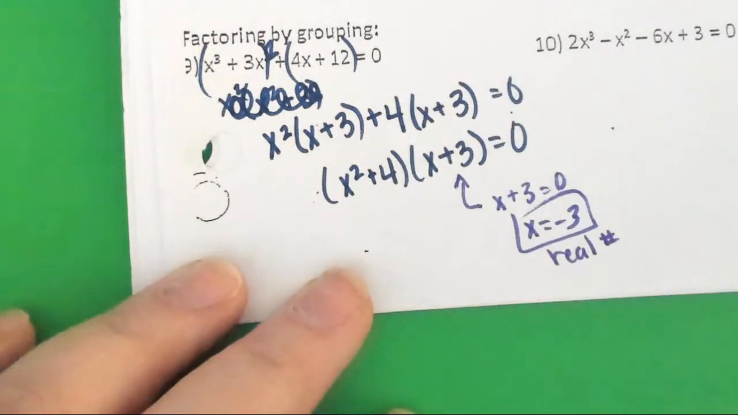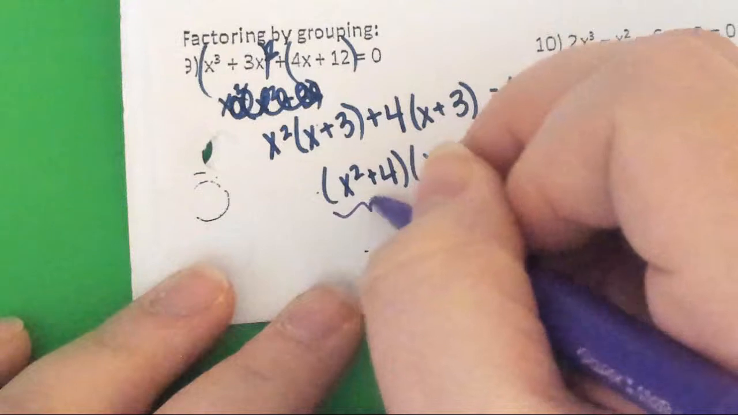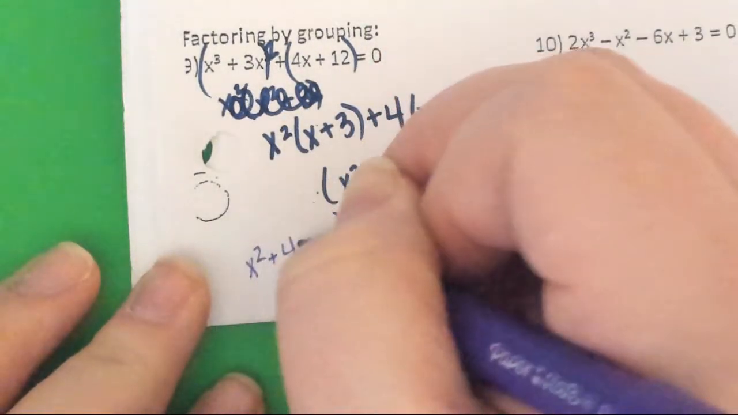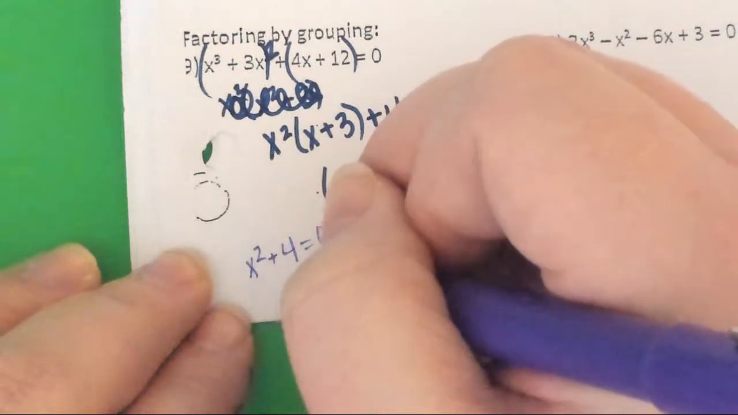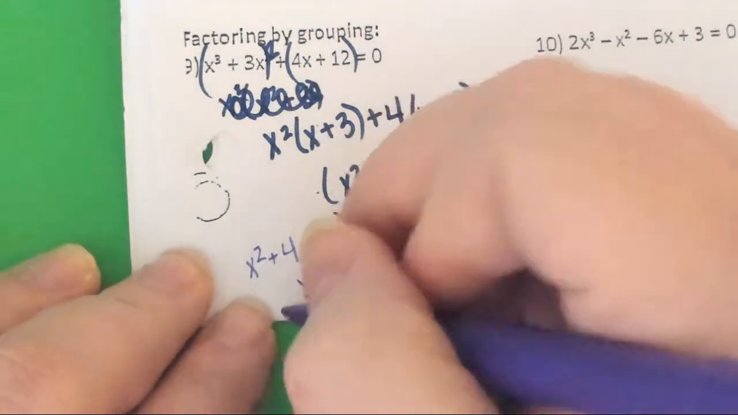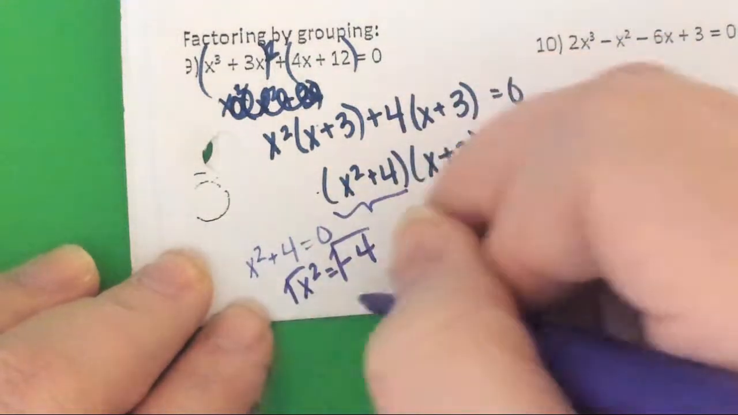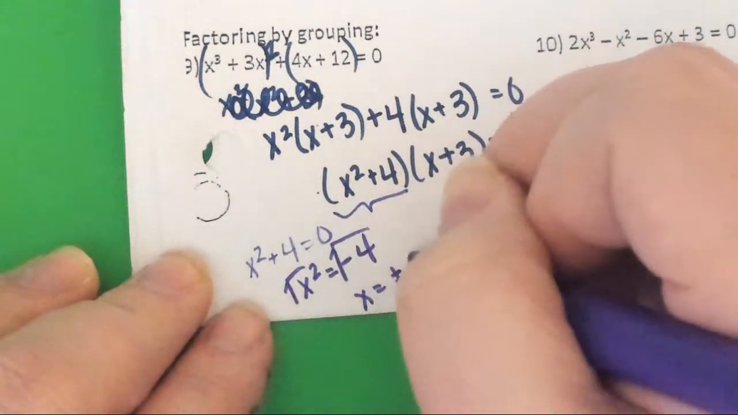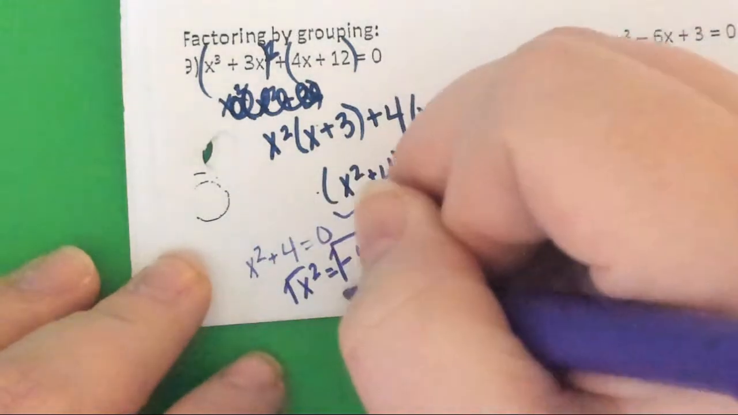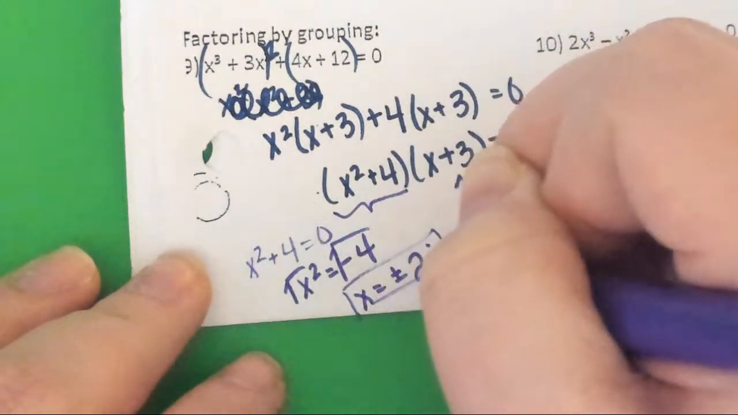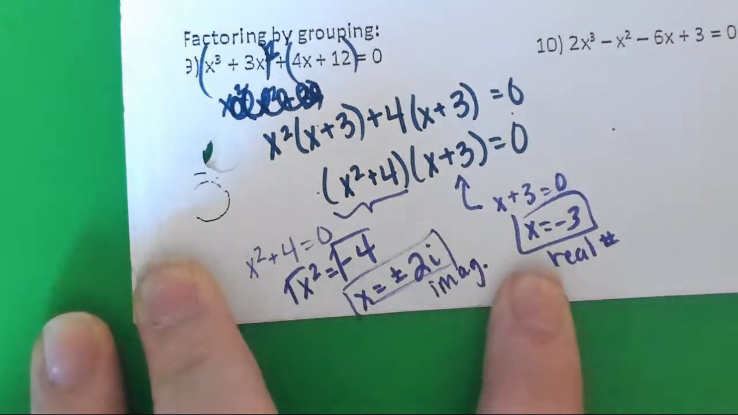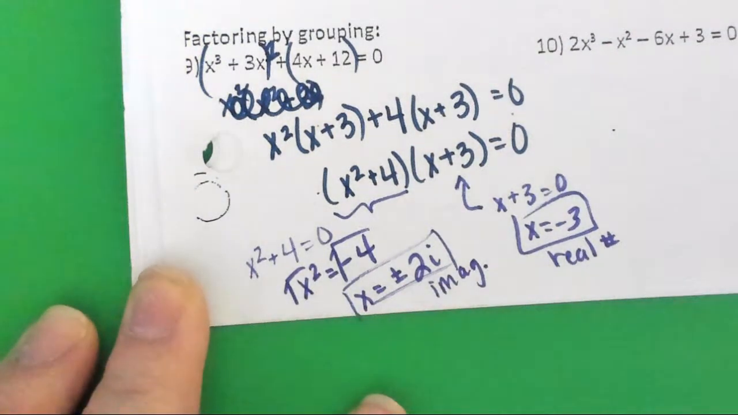Sadly, this one's going to end up being some imaginary junk. We still got to do it, though. x squared plus 4 equals 0. x squared equals negative 4. When I take the square root, I get x equals plus or minus 2i. Thank you, Jack. So you can have a point. So I've got 2 imaginary ones and 1 real number solution. Perfect.